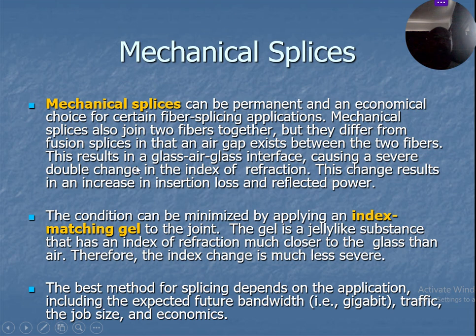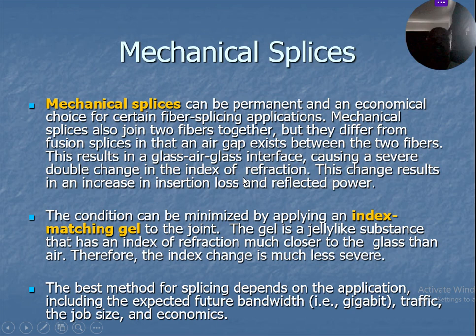Now this results in a glass-air-glass interface. Yes, because one wire is glass, and the other optical fiber cable is also glass. So when you do a mechanical splice, there's an air gap in between the two. So we have what we call a glass-air-glass interface, causing a severe double change in the index of refraction. This change results in an increase in the insertion loss and reflected power.